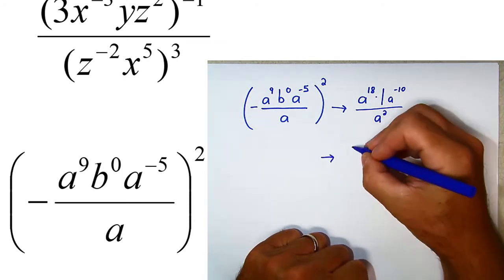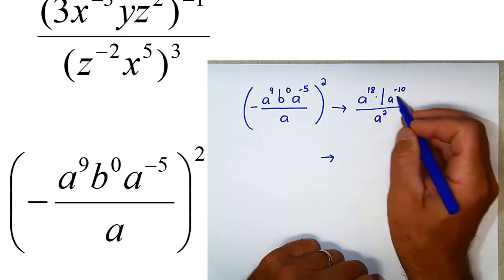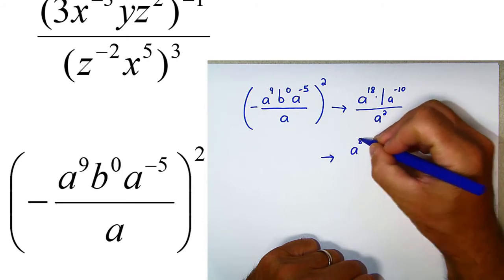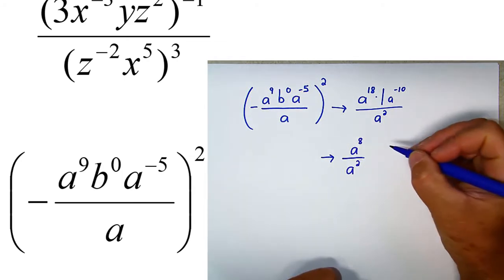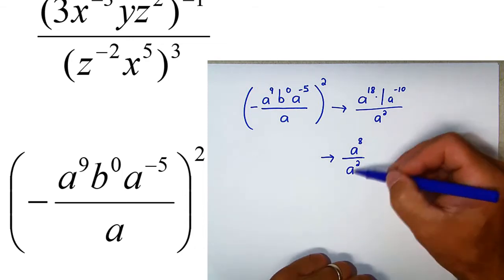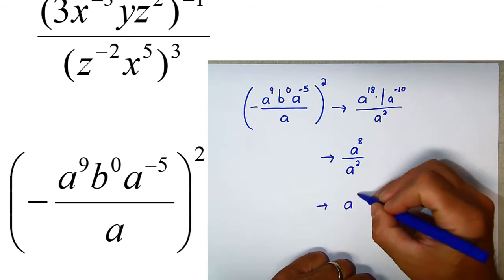So now we're left with a to the 18th times a to the negative 10. We can combine those. 18 minus 10 leaves us with just a to the 8th, or 1a to the 8th if you prefer, over a squared. And we have 8 factors of a on the top, but only 2 on the bottom. Those will cancel. In other words, we can subtract, and we are left with a to the 6th.